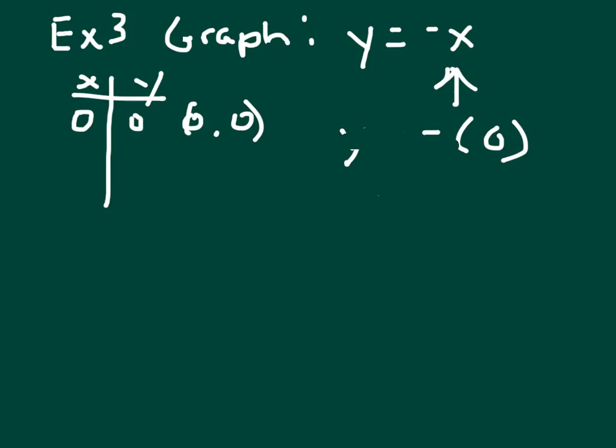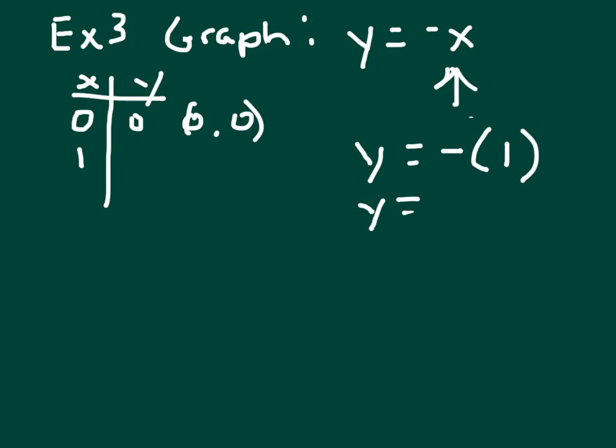Pick another number to put in for x. I'll pick 1. And you don't want to pick too big of numbers, because then you have to make your graphs larger. So I'll pick 1. So y is equal to the opposite of whatever x is, which is 1. And I'm just using parentheses to emphasize that I'm going to take the opposite of whatever x is. What's the opposite of 1? Well, it's a negative 1. So 1, negative 1.